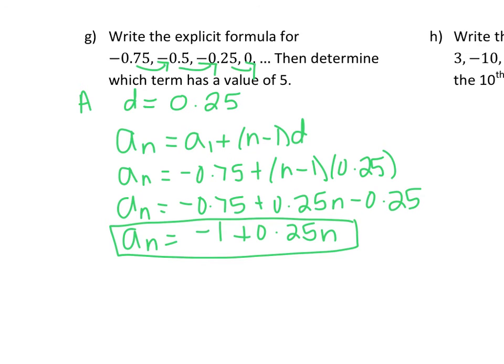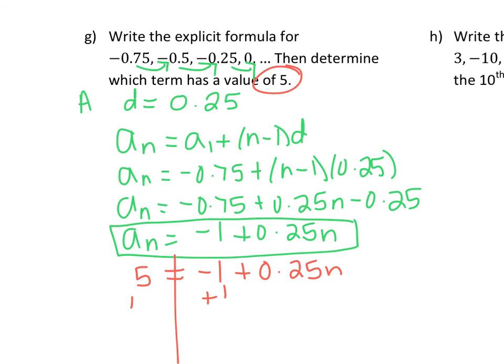When you have an arithmetic sequence, you can actually plug in your 5 when you want to know which term has a value of 5. You can actually plug that in for a sub n. We couldn't do that on one of the previous examples because it was a geometric sequence, and we don't know how to solve an equation when we have a variable in the exponent. Okay, but we don't have any variables in the exponent, so we could actually just set up an equation to solve. So 5 equals negative 1 plus 0.25n.